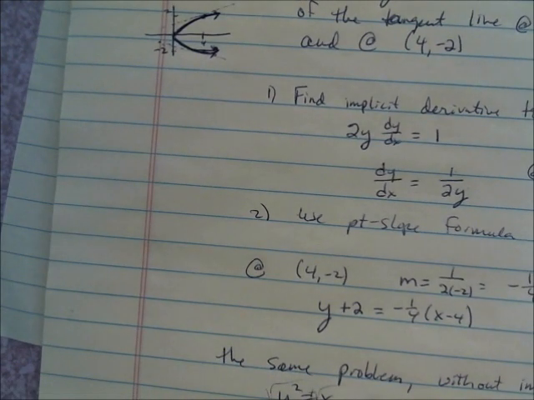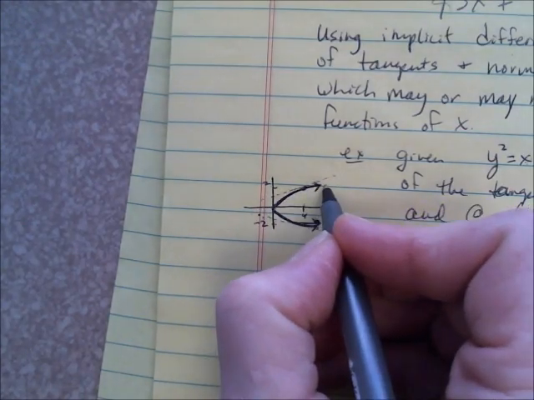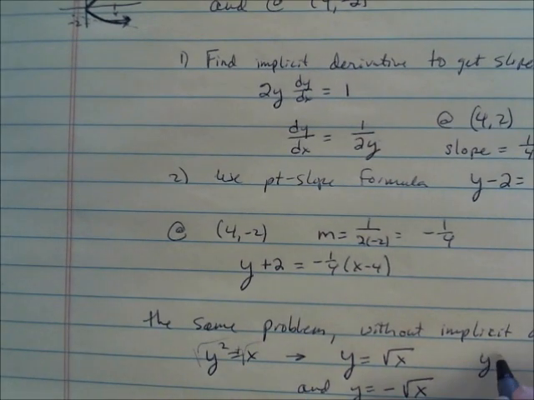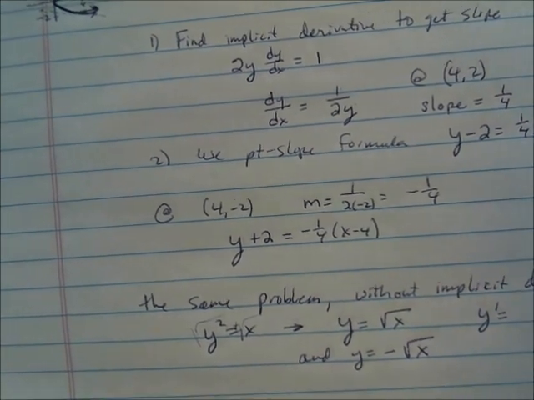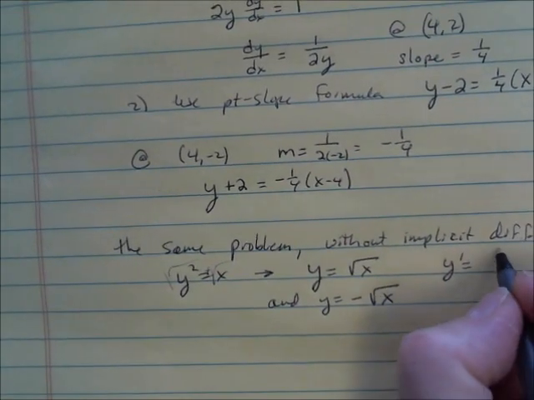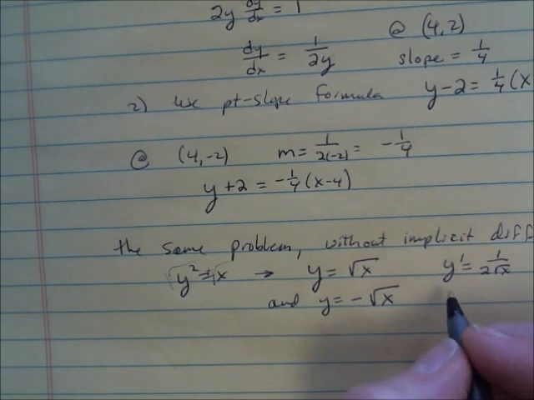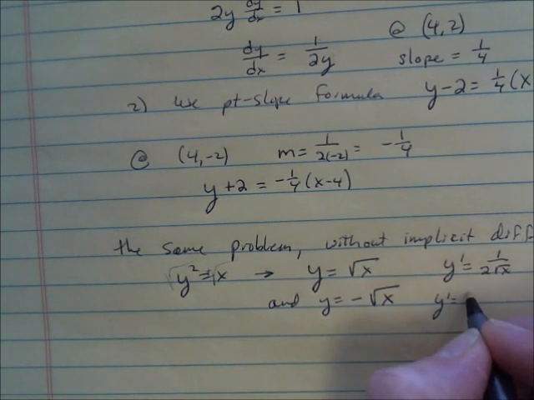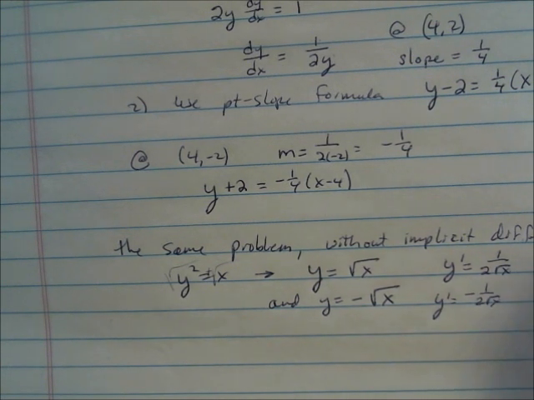So if we wanted to find the derivative of each one of these, if we wanted to find the equation of this tangent line, we would have to use y equals the square root of x. So we could find y prime, and hopefully after enough practice we would get the derivative of y equals the square root of x quickly, which is 1 over 2 square root of x. And the only difference in this one is y prime is equal to negative 1 over 2 square root of x. We still have the same point.